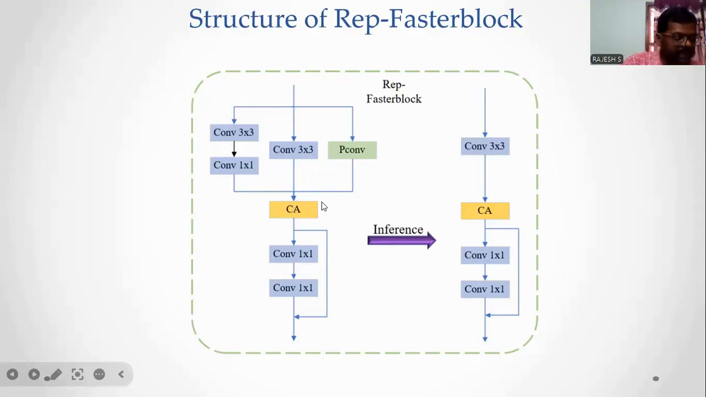On the left side, we find many layers, which means the model is in the training stage. On the right side, we find far fewer layers, which means it is in the inference stage. The training stage is where the model learns better, and the inference stage is where the model runs faster. So this RepFaster block is designed to be smart while training and fast while running.